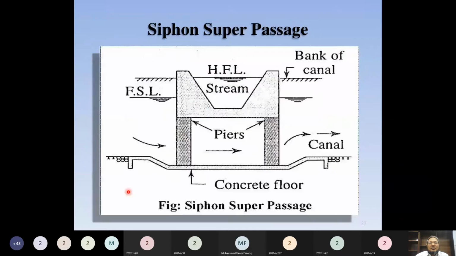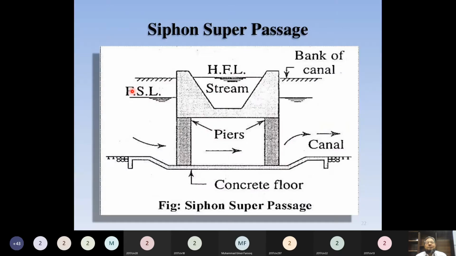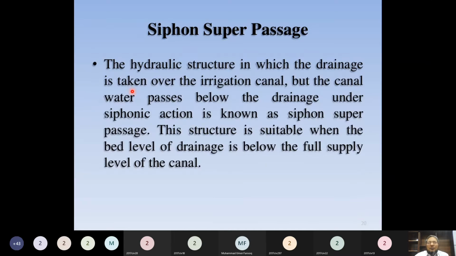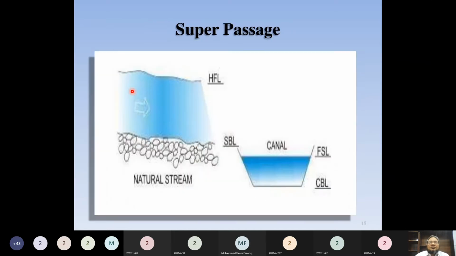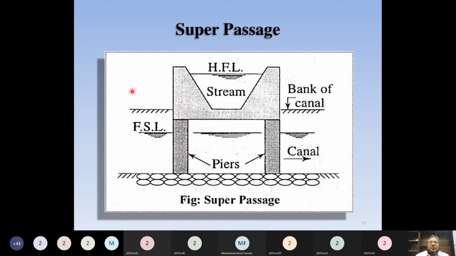So this is the drainage and this is a canal, and the canal water will flow under the drainage, but in such a way that the bed level of the drain is lower than the full supply level in the canal. All right, जी? तो अब हम क्या डिस्कस कर रहे हैं? सुपर पैसेज या साइफन सुपर पैसेज?